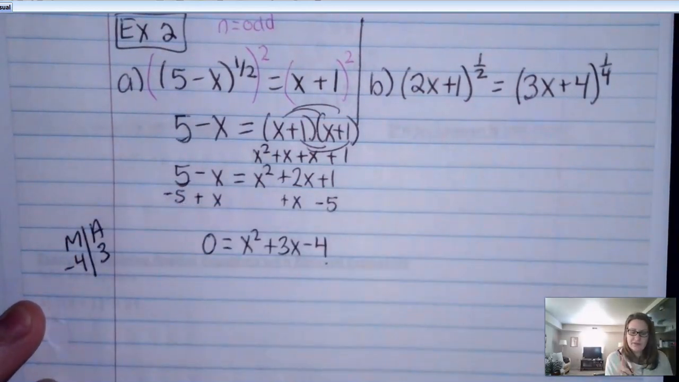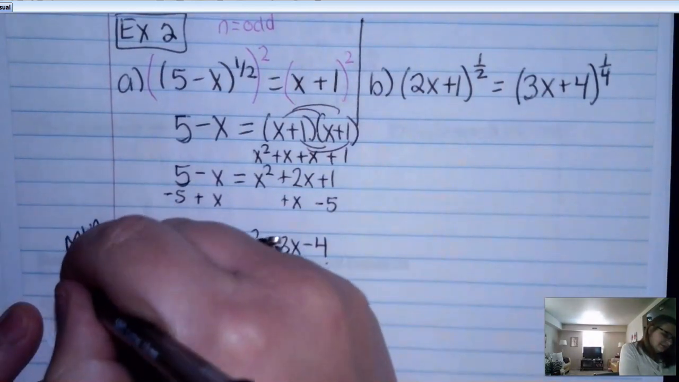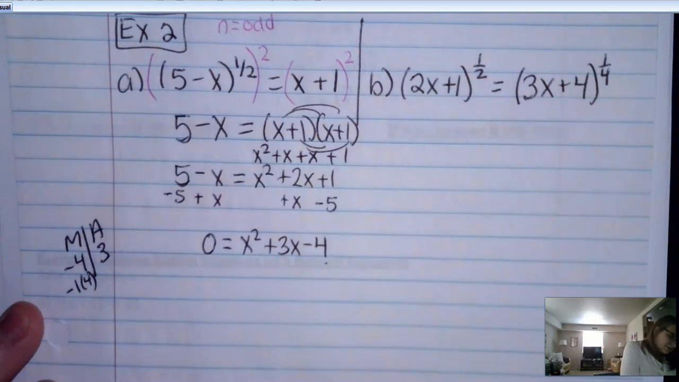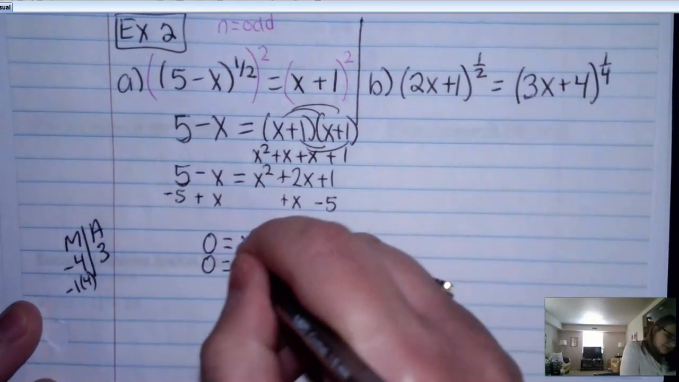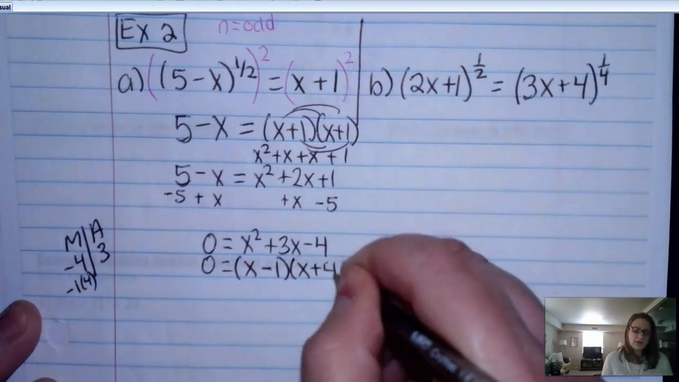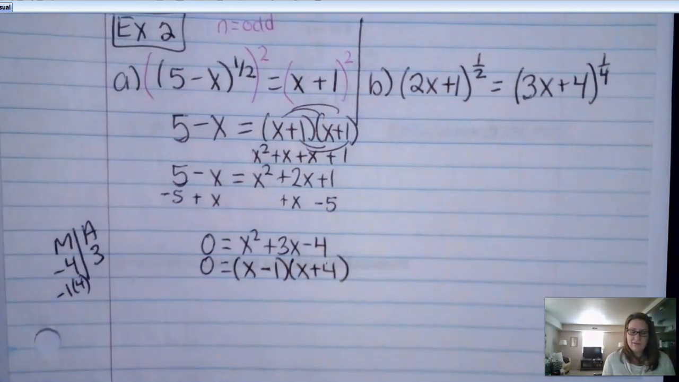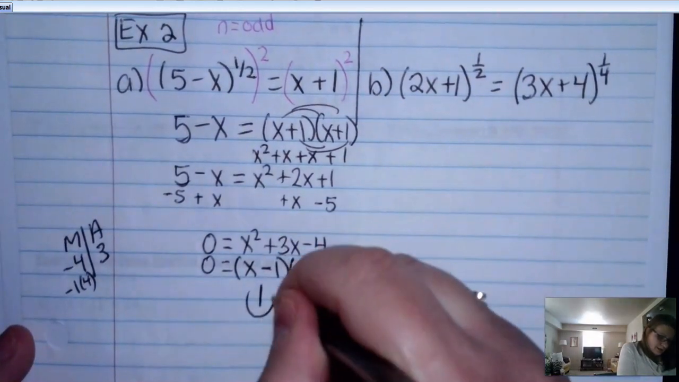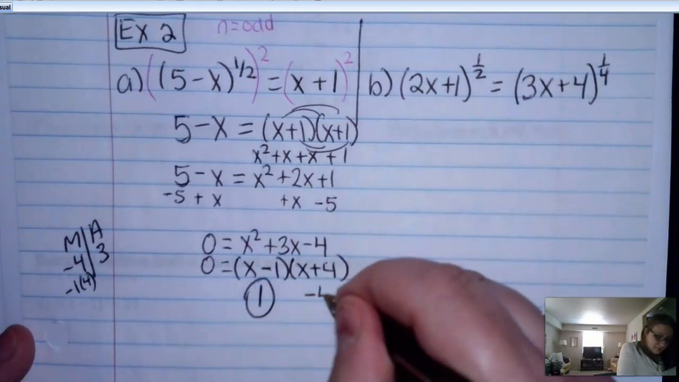Only two numbers fit both of those requirements, and that's going to be -1 and +4 there. So my factored form should be x minus 1 times x plus 4. If you multiply that back out, that'll give you what we have there. My two possible answers then are 1 and -4.